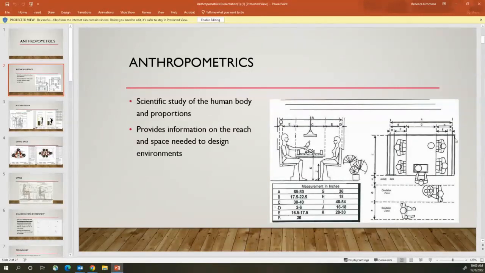So the example you see here of two people sitting at a table, it comes into play as to how tall a table should be to where it's comfortable for most people. How tall should a seat height be? So the standard seat height is 18 inches, and that is based on where most of us are comfortable as we sit.